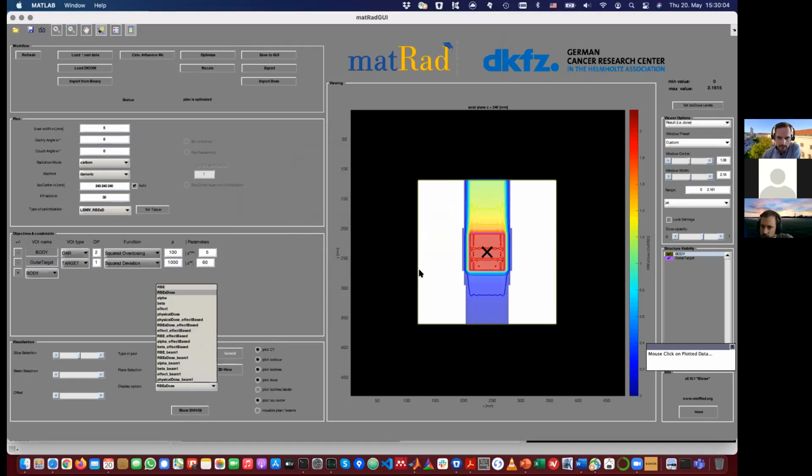So now we have the RBE weighted dose of an RBE weighted dose optimization. And now I'll switch over to the effect-based result. Let's see if we spot some differences. Now, switch back. Yeah, there are small differences, but they are negligible.